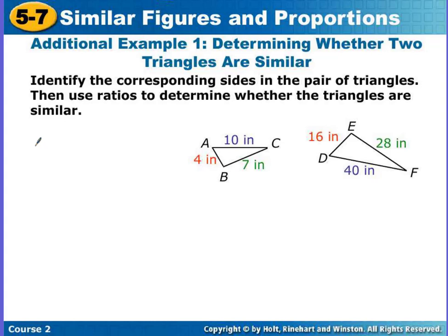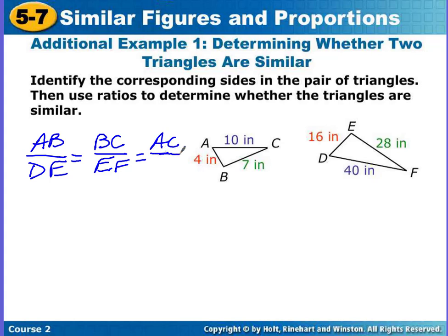We could set this up as line segment AB divided by its corresponding part, which is line segment DE. And that should be equal to the measure of line segment BC over the measure of line segment EF. Then I can do the same thing with the last one. Line segment AC is the same thing as DF. Now, if we were to take each of these and substitute in their values and then simplify the fraction, all the fractions should simplify to the same thing.